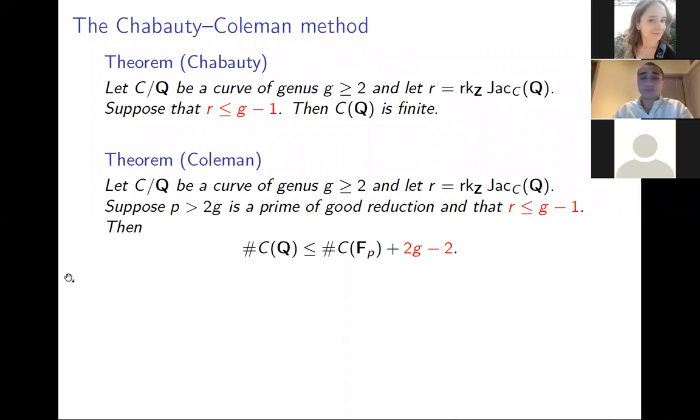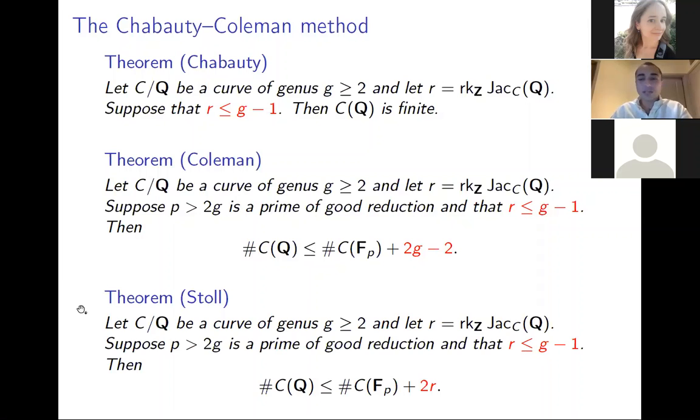this is still a positive result. And around the time when Faltings proved his theorem, Coleman, using the theory of p-adic integration, was able to make Chabauty's theorem effective. So he has the same assumptions, and we suppose that p is a prime of good reduction and that the rank is less than or equal to g minus 1, and the number of rational points on the curve is bounded above by the number of F_p points plus 2g minus 2. The 2g minus 2 should remind you of Riemann-Roch, and that's exactly what's happening there.